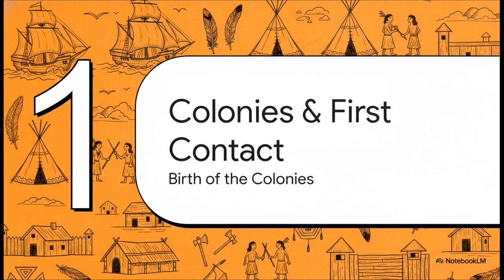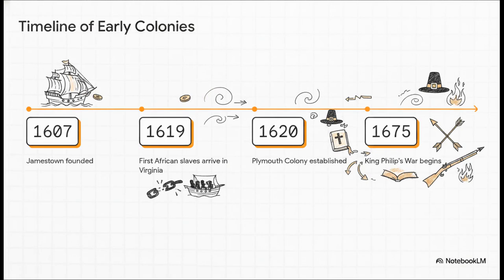So Part 1, Colonies and First Contacts, the turbulent birth of the American colonies. We're starting out in the 17th century, right? This was a wildly dangerous time, marked by perilous voyages, violent clashes with indigenous peoples who had already been living in complex societies for thousands of years, and the setup of the very first permanent European settlements on the continent.